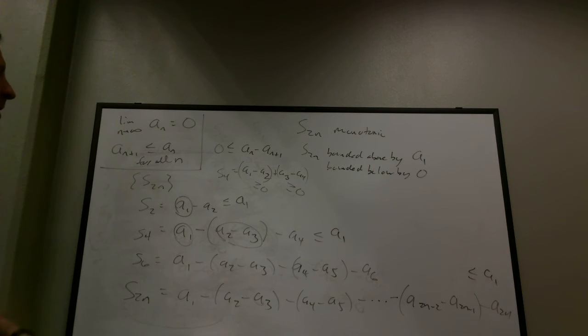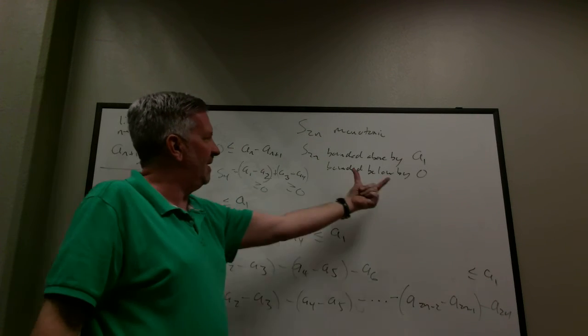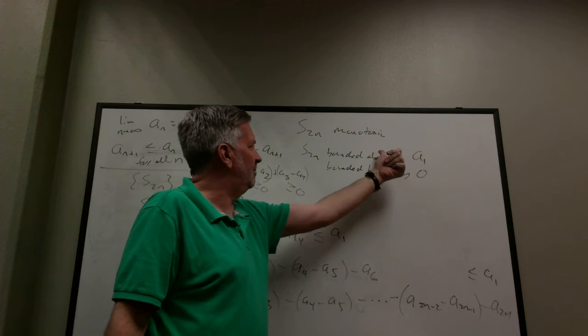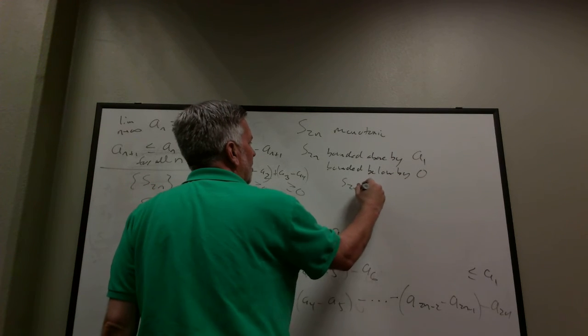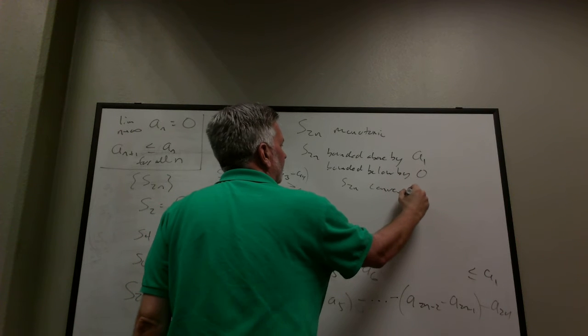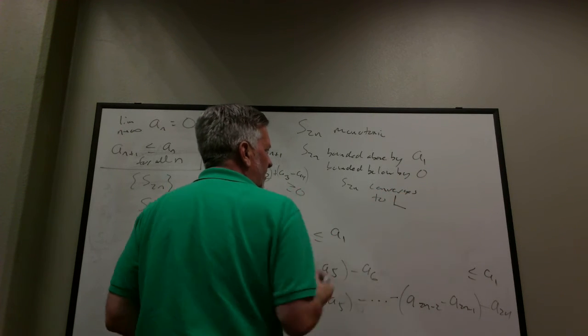And remember, we had a theorem that said if you have a monotonic sequence that's bounded, right? This is bounded above and below, so bounded. So this tells me that S2n converges, and let's just make up a number, to some number L, capital L.